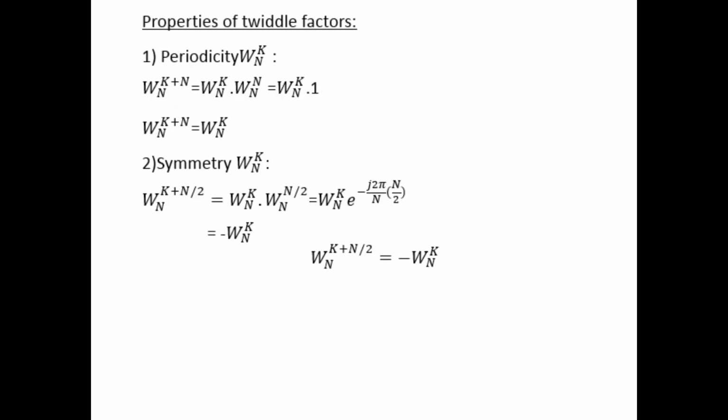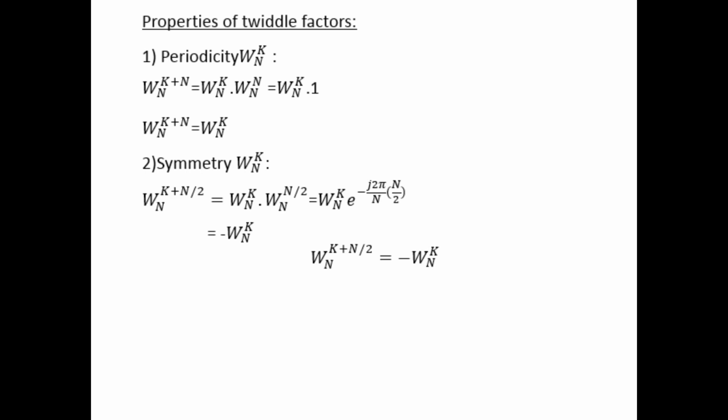Let us discuss properties of twiddle factors, that is periodicity and symmetry property. First one is the periodicity property of omega N of k. So periodicity means omega N of k plus N we have to write. We can split it as omega N of k into omega N of N. We know that omega N of N is 1. So hence it is omega N of k into 1. Therefore, omega N of k plus N is equal to omega N of k, which satisfies the periodicity property.